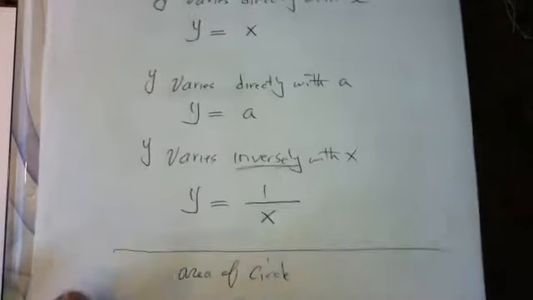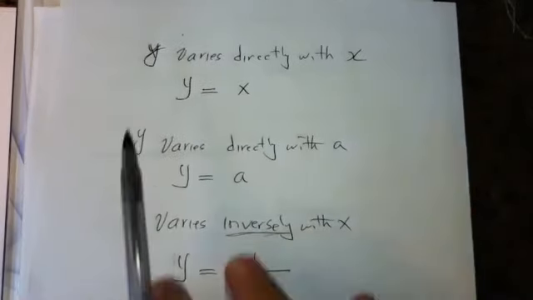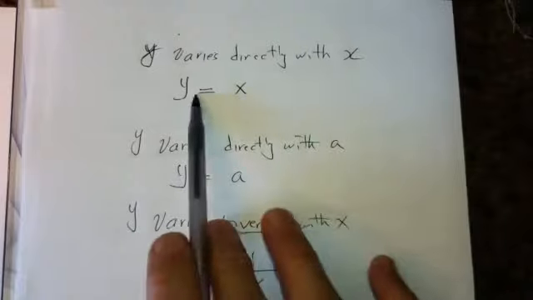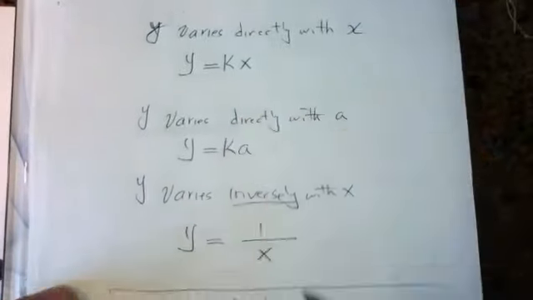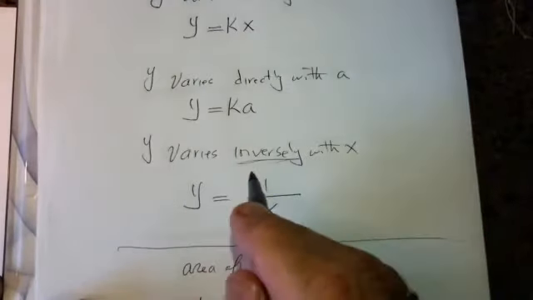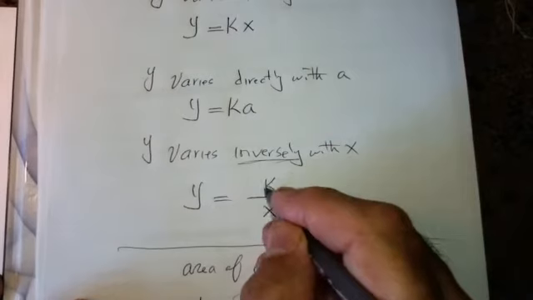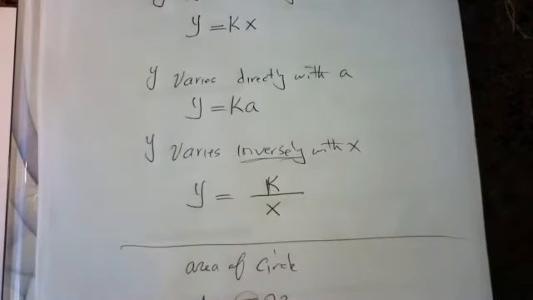So in a problem like this, when we say y varies directly with x, directly is just a straight line. So you always have to throw in a k or a constant here. Y varies inversely with x, okay? K has to be the top.